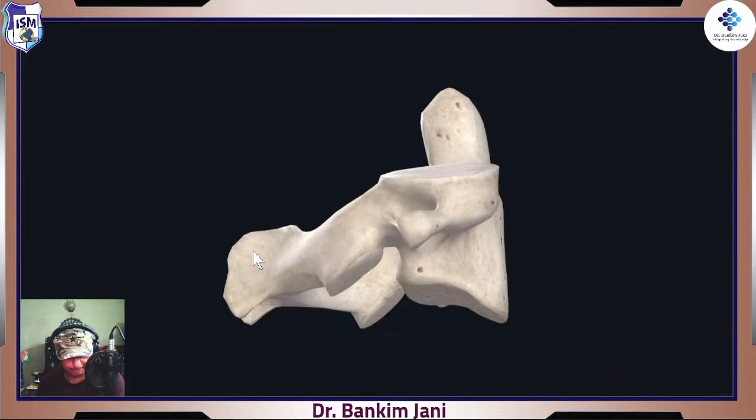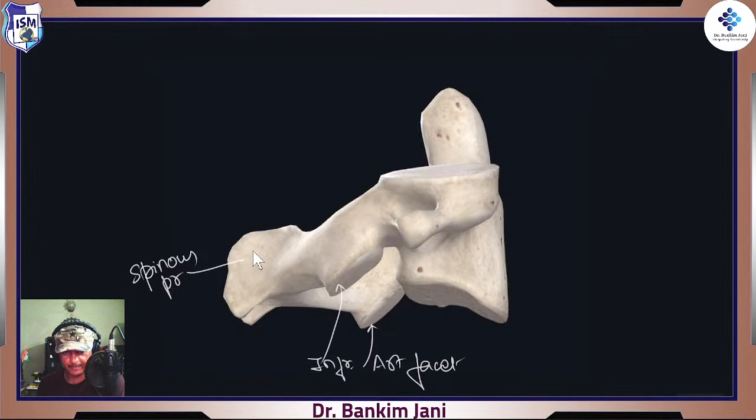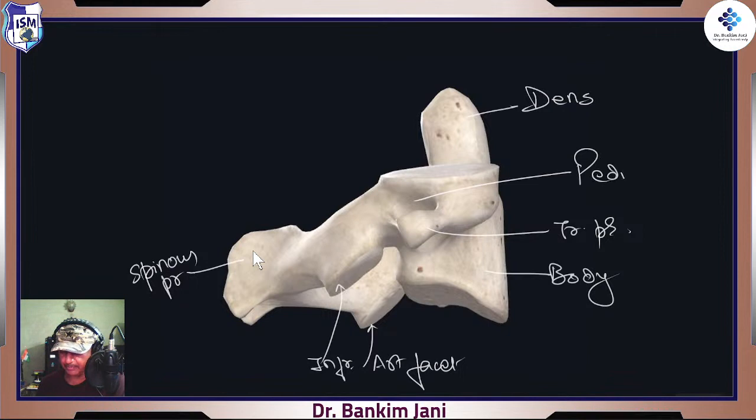Okay, that's the spinous process, right? Here they are, the inferior articular facet. Rest all is simple, right? Because this is the transverse process. Then this whole thing is the body, right? And this one is the dens, right? And joining the transverse process with the body, in between, that one would be the pedicle, right? And in this one would be the lamina, and collectively both the sides form the vertebral arch.